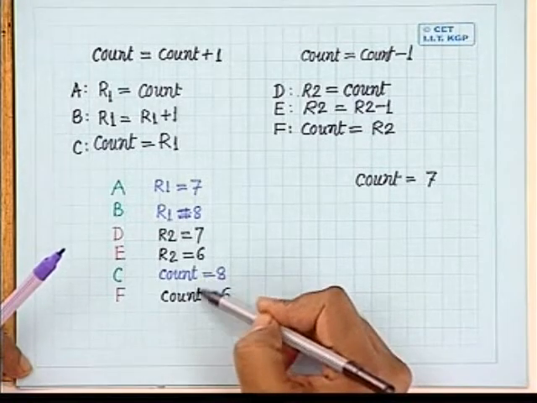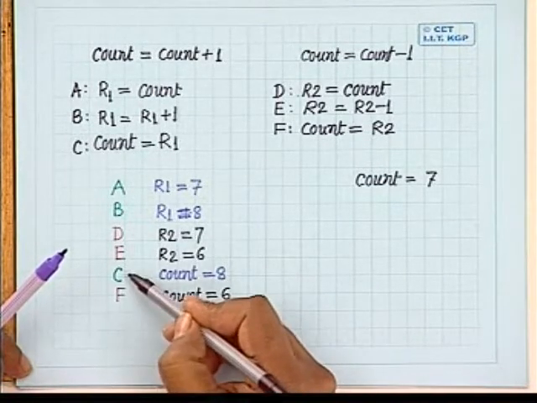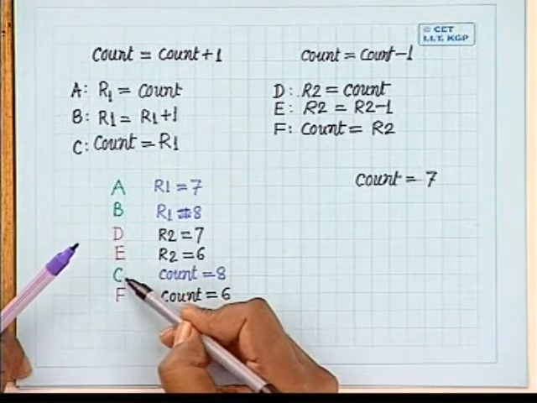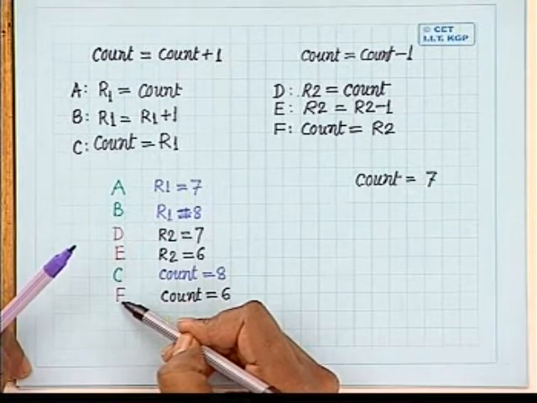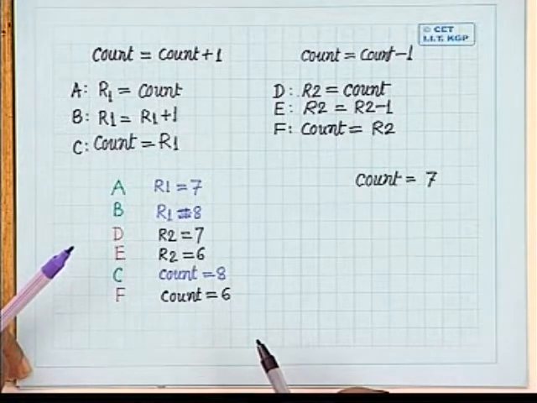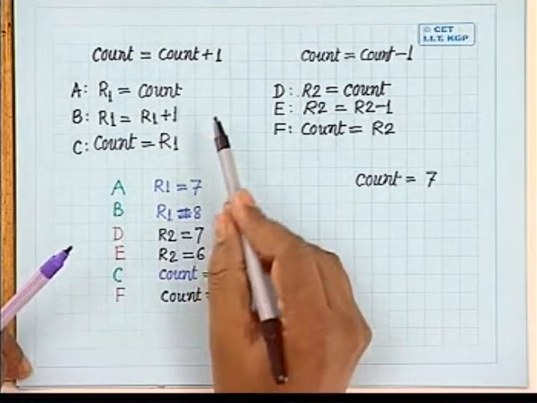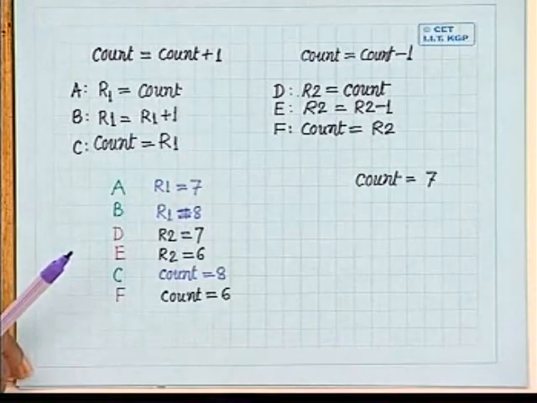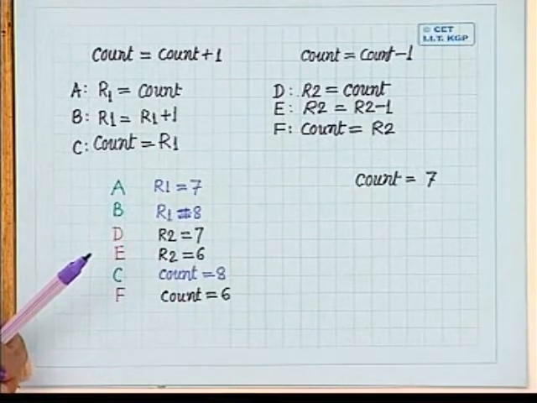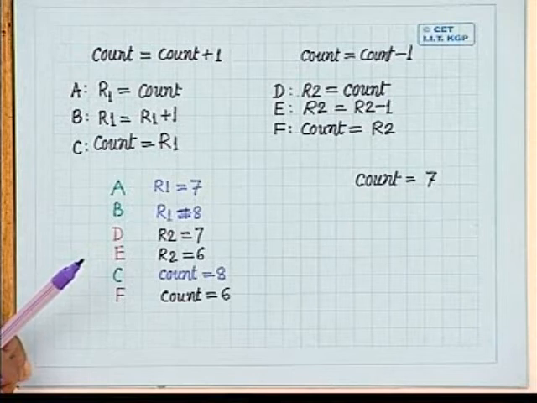Similarly, if these two are interchanged, say D, E, F are executed first, then C is executed, then the value of count will be 8. Both of them are wrong results. So this is the kind of problem that we will face if I don't take any extra precaution to protect the variable count.